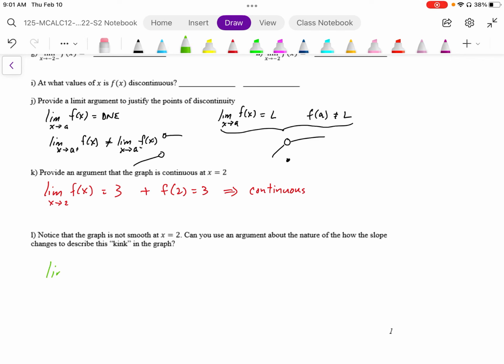So we can say that the limit as x approaches 2 from the positive side of f prime of x, now we're making a slope argument, is not equal to the slope as it approaches 2 from the negative side. So if these slopes are not the same, although it's defined and continuous at that point, the slopes are not the same through that point. That means there must be an abrupt change in the slope, or a kink in the graph. So this indicates there is a kink in the graph.